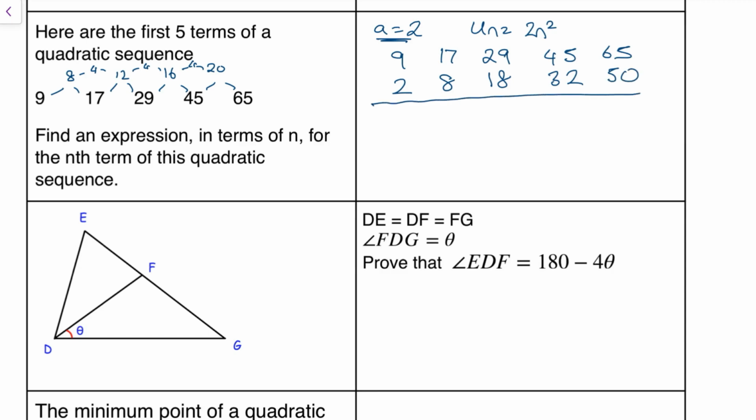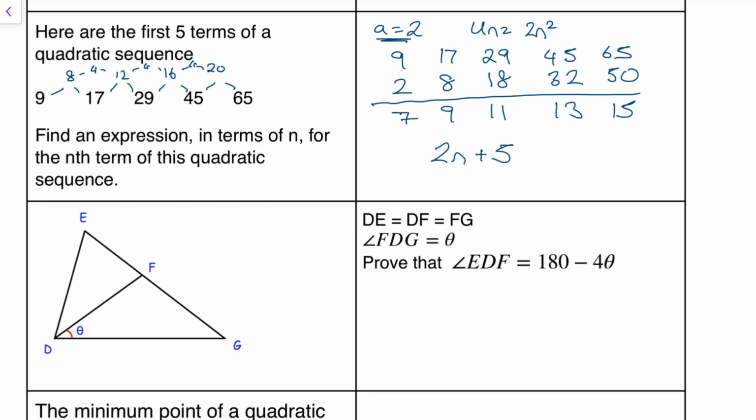Then take the numbers away. So 2 from 9 is 7. 18 from 17 is going to give me 9. 18 from 29 is going to give me 11. It's going up by 2s, isn't it? 32 from 45 is 13. And 50 from 65 is 15. So this sequence goes up by 2s. And I need to add 5 to get the first term.